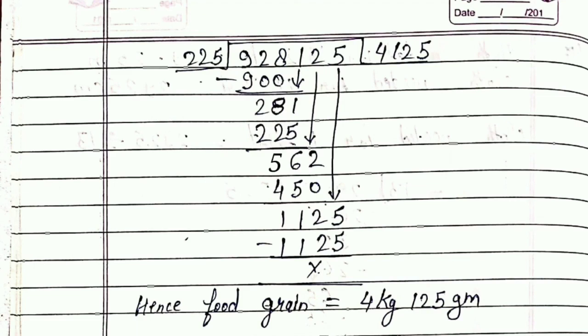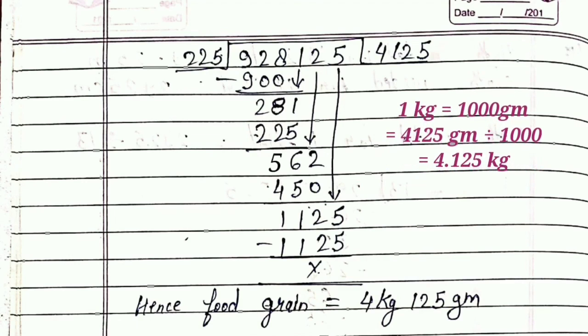4125 gram. So for changing this into kilogram, we will divide by 1000, as we know in 1 kilogram there are 1000 grams. So when we divide this, we will have 4.125 kilogram. So here before the decimal 4 is there, so 4 will represent kilogram, and after the decimal 125 will represent gram only.